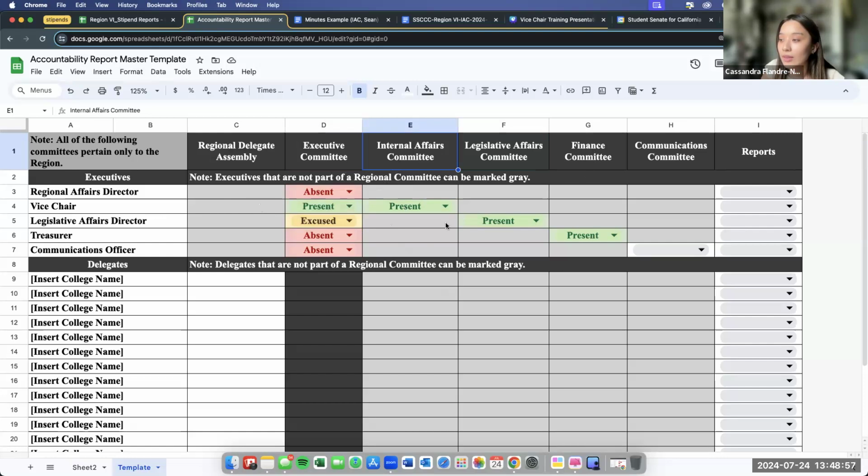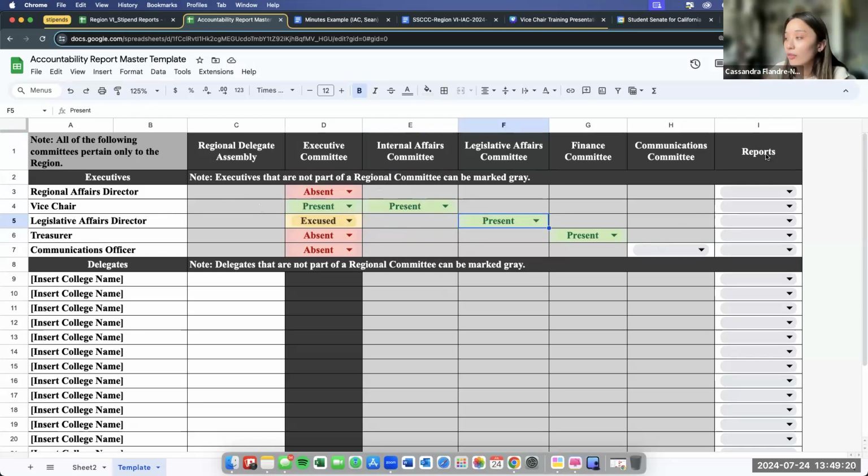So the reason why this is gray is because the LAD, the Treasury and Comms are not part of the Regional Internal Affairs Committee, so their cell is marked gray. Now, I do want to say you will have these drop-down chips here for you to indicate like, okay, the Legislative Affairs Director was present for the Regional Legislative Affairs Committee. So you could click present and it will turn green and you'll be able to see that marked here.